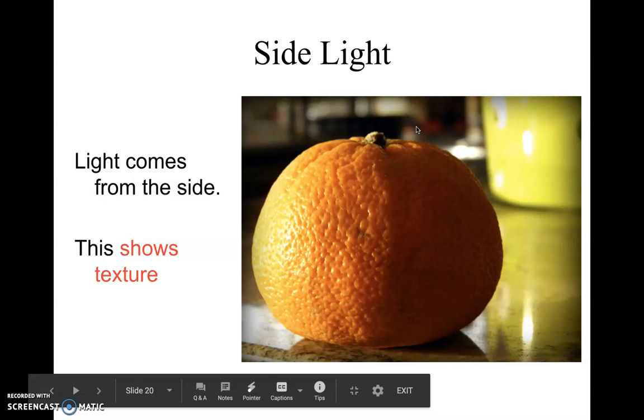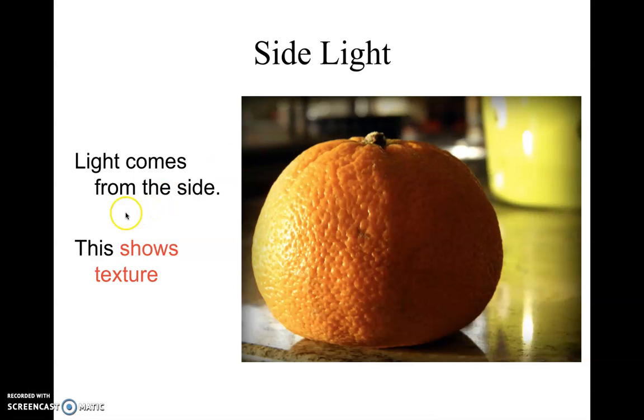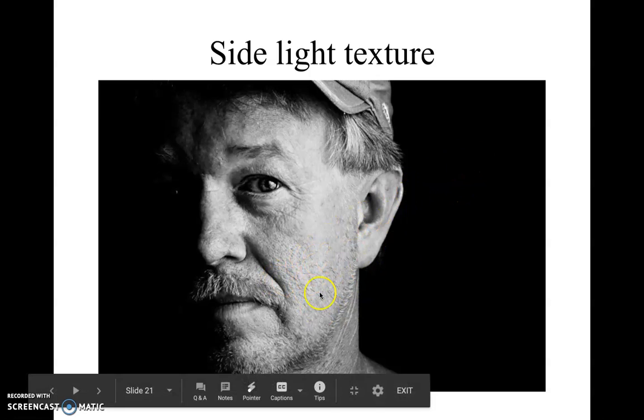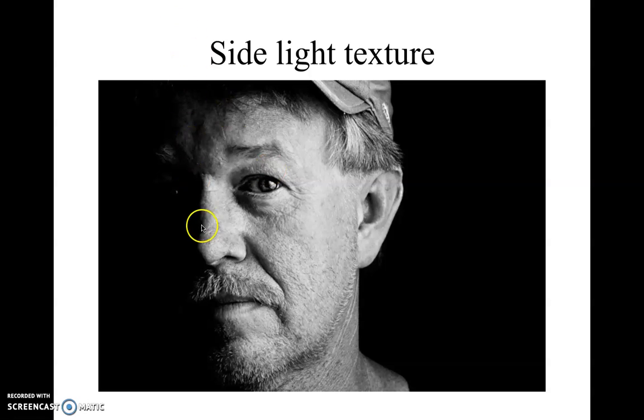Well, what happens when the light comes in from the side? If it comes in from the side, it shows the texture of things, so you can see the lines and the wrinkles here. It also splits the subject in half, so you've got half in light and half in shadow. Just like this guy. Here comes the light here. We're illuminating the scruff of his beard, and this side of his face is completely in shadow.